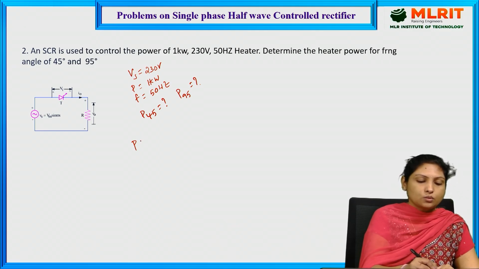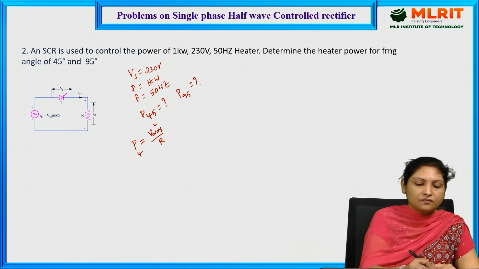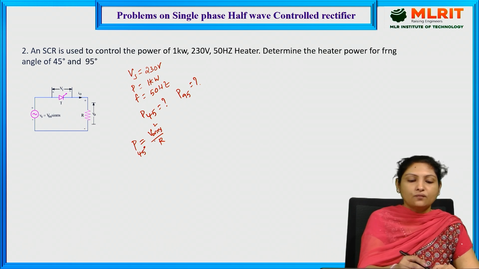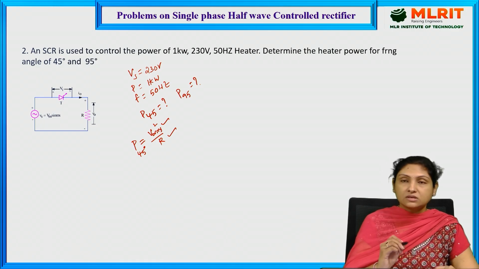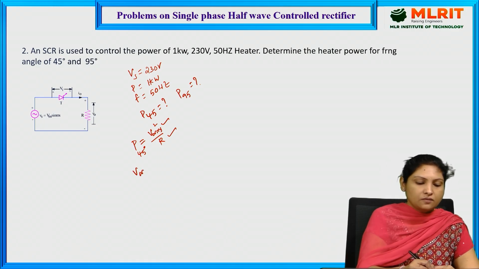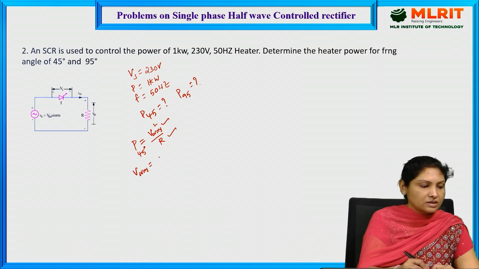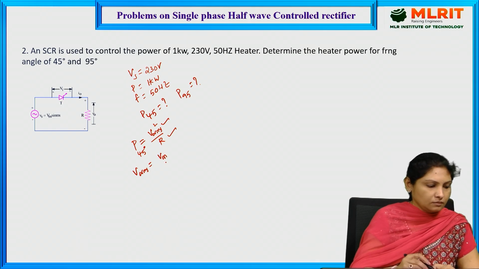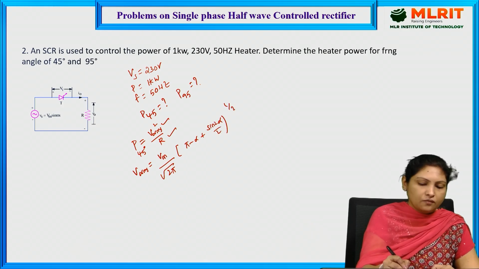Power is equal to V0 RMS square divided by R. In order to find out this power at 45 degrees, we need to find out the value of V0 RMS as well as the value of the resistor. Let us first write down the formula for V0 RMS. For single phase half wave controlled rectifier, the formula we have is Vm by root 2 into [(pi minus alpha plus sin 2 alpha by 2) by pi] whole to the power of 1 by 2.